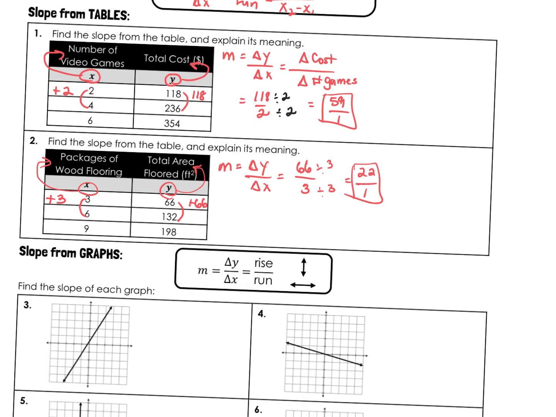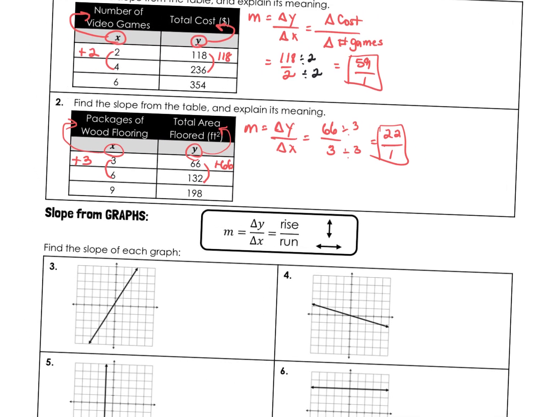All right. When getting the slope from a graph, we know that it's the rise over the run. When we rise up, it's positive. When we rise down, it's negative. When we rise to the left, it's negative, and when we run to the left, it's negative, and when we run to the right, it's positive.